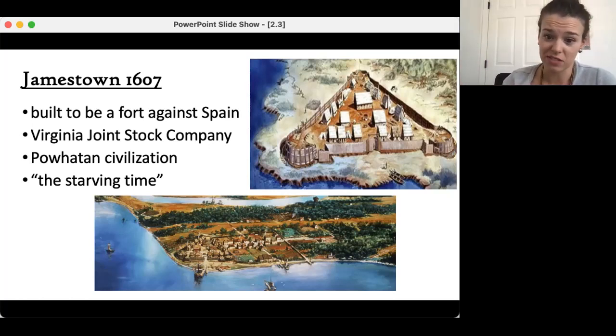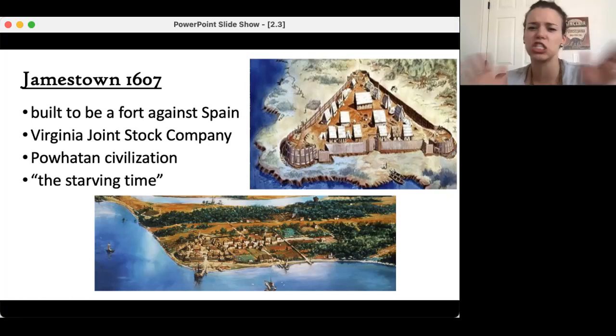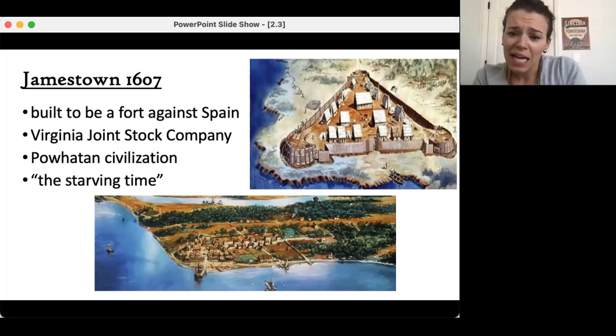They're all going to die of dysentery, which is a gross way to die. First of all, you get it from drinking poop water. Then it just causes you to barf and have diarrhea, which creates more poop water. It's just gross. By September, 60 of the 104 people are dead.